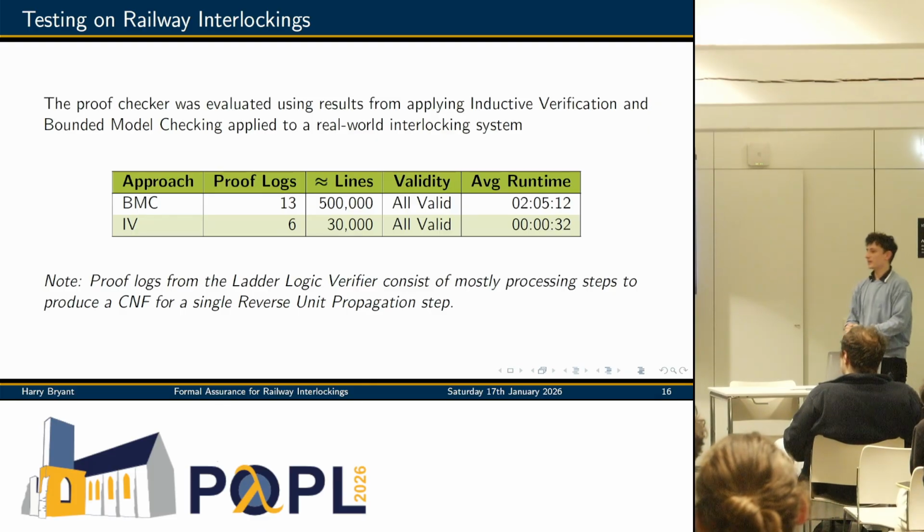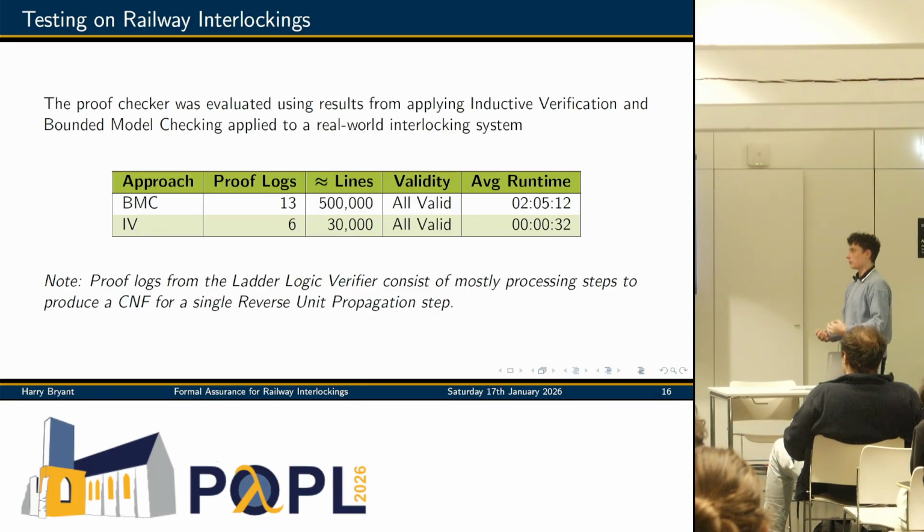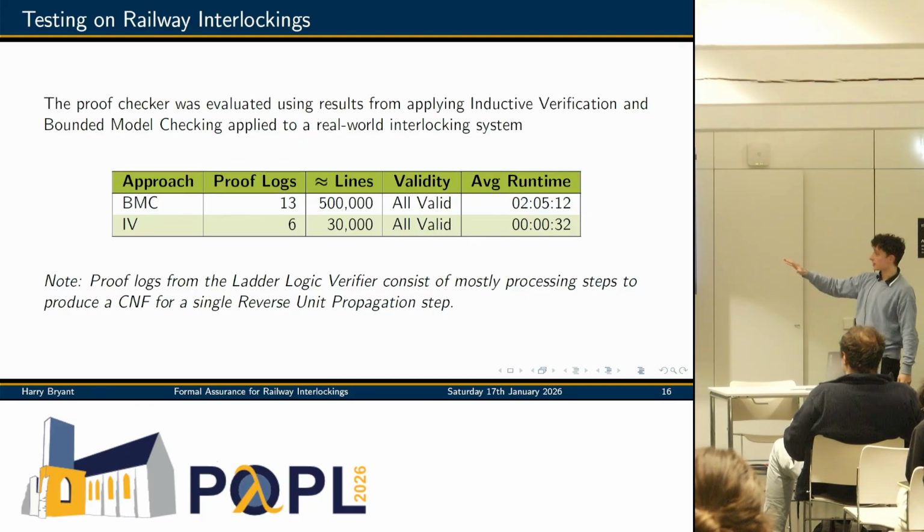So what we did is we evaluated the proof checker for applying results from 2 techniques that our partners use. One is inductive verification and bounded model checking is the other. Bounded model checking is far more complicated, hence why the number of lines for the proof logs are much larger, but that was basically to stress test this thing. In reality, inductive verification is what it'd be used for, and that takes about 30 seconds, which they were quite happy with.